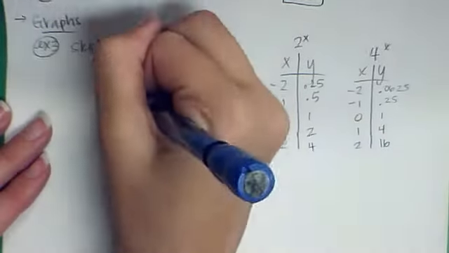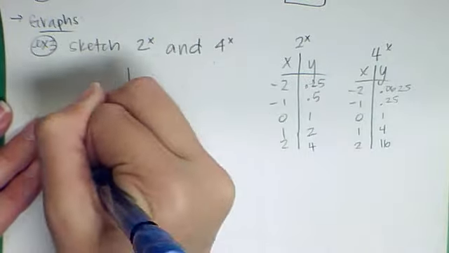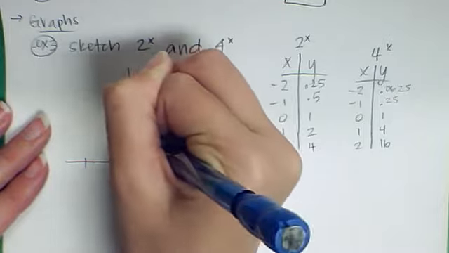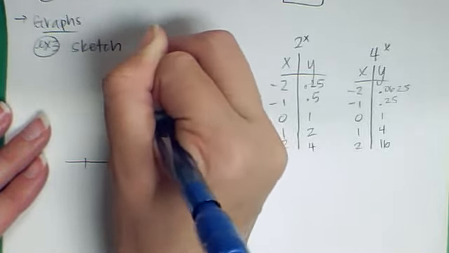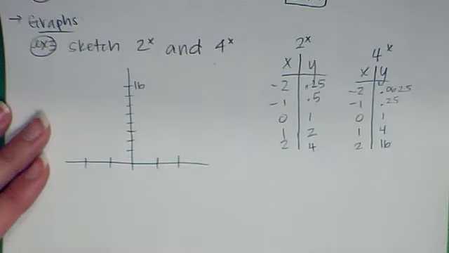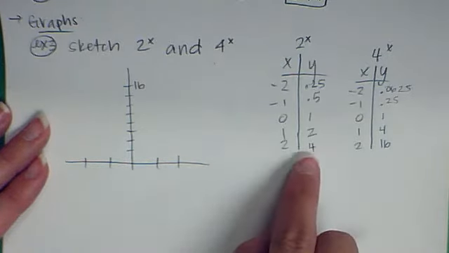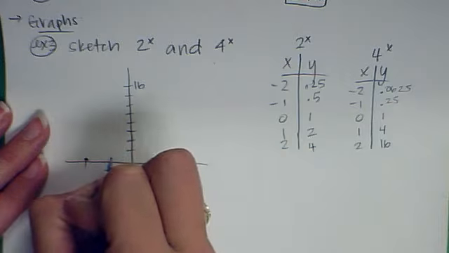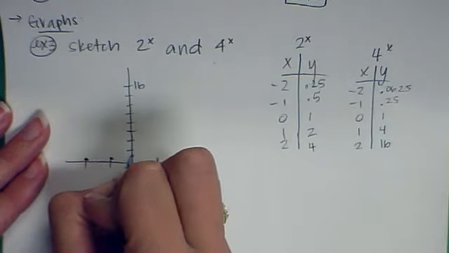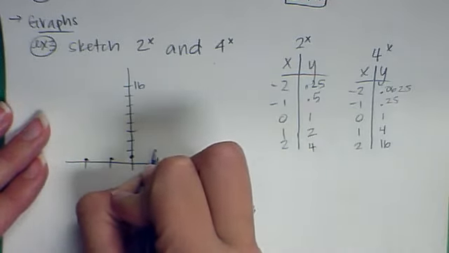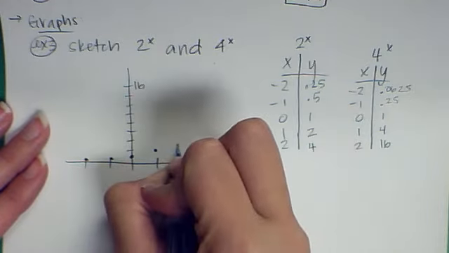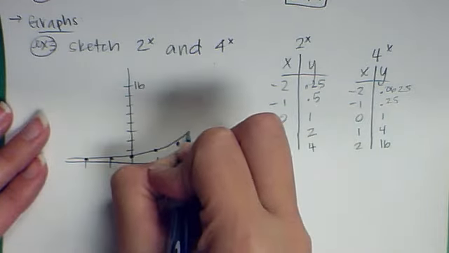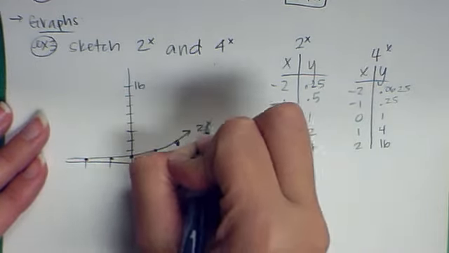Okay, now that we've done that, we want to graph these. 2, 4, 6, 8, 10, 12, 14, 16. I'm going to go by 2's on my y-axis so that I can get to 16 eventually. If I plot these, I have negative 2, 2.5, negative 1.5, 0, 1, 1, 2, and 2, 4. So this is my graph for 2 to the x power.